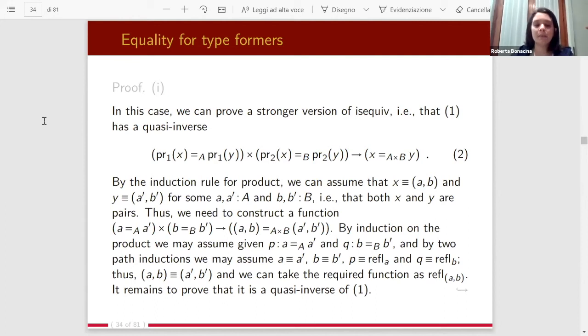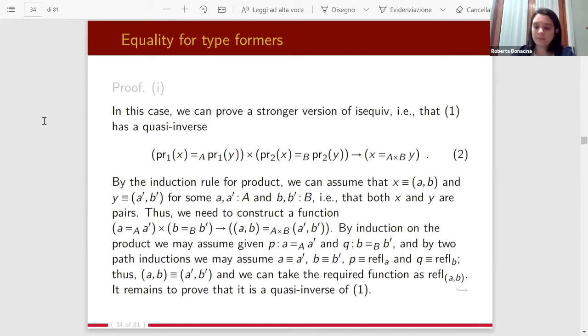So we have that the two pairs AB and A prime, B prime are equal. And so what we need to construct is a map from ref A product ref B. We can take just the required function as reflexivity on the pair A B. Now we need to prove that this function is indeed a quasi-inverse.